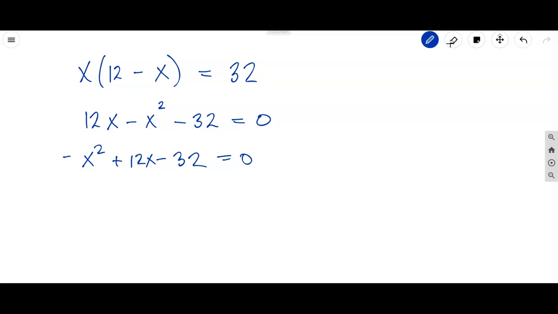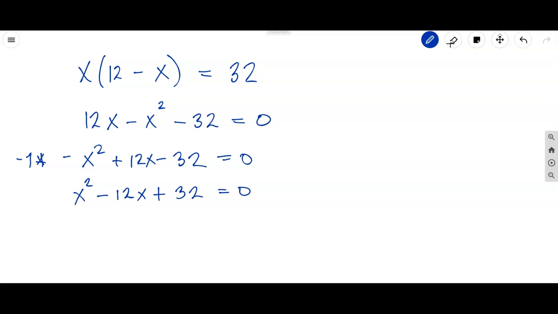The first thing you have to do is make the value of a in ax squared positive, so you have to multiply by negative 1. Therefore the final form of the equation is x squared minus 12x plus 32 equal to 0. When we observe, we have to find the factors of 32 so that we can have as well the sum of 12.